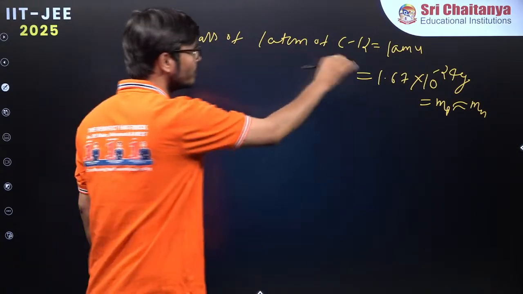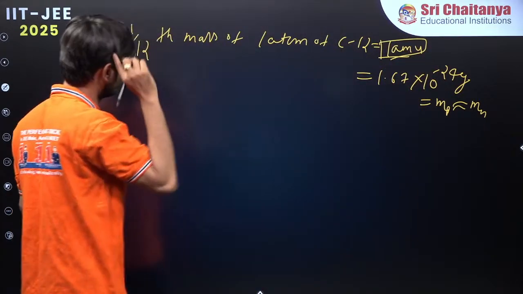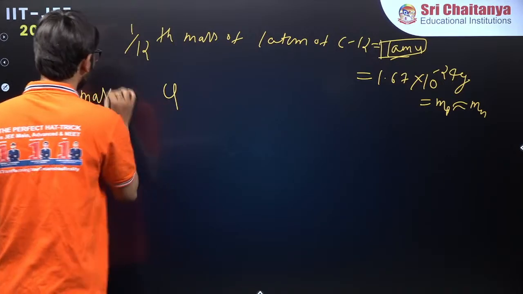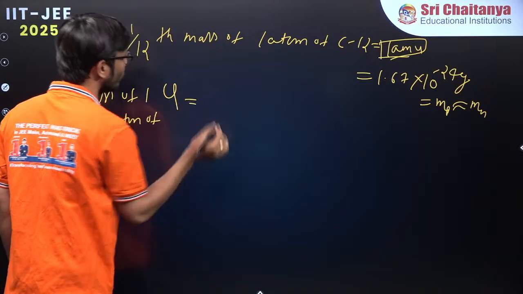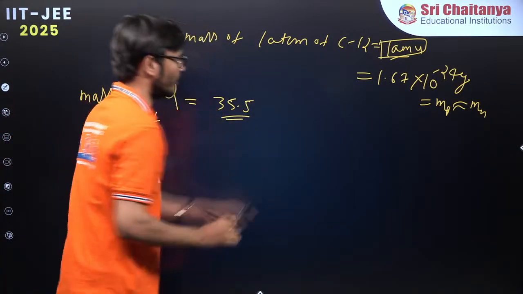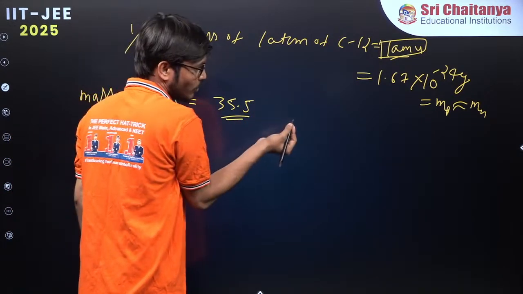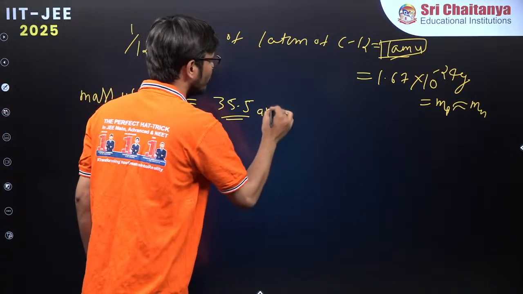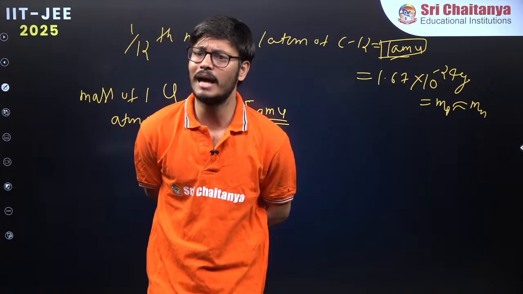So with this reference of 1 AMU, let us say I want to know the mass of chlorine. So the mass of one atom of chlorine is equal to 35.5 times 1 AMU. Therefore atomic weight is a unitless quantity, and if you write the mass, I will put a unit which is AMU. So we have seen this in the last class.